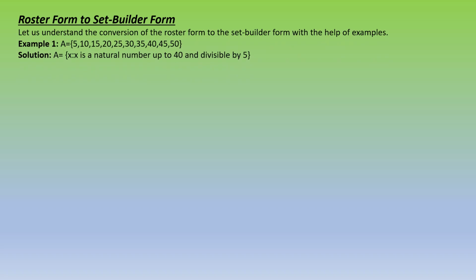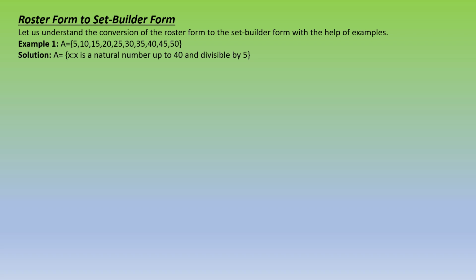Next, these are very important conversions: roster form to set builder form. First, let us understand the conversion of the roster form to the set builder form with the help of examples. First example, A is equal to 5, 10, 15, 20 up to 50. Okay, what are these? If you clearly observe, these are the multiples of 5. This is roster form. Look at the solution below, we are writing that roster form into set builder form.